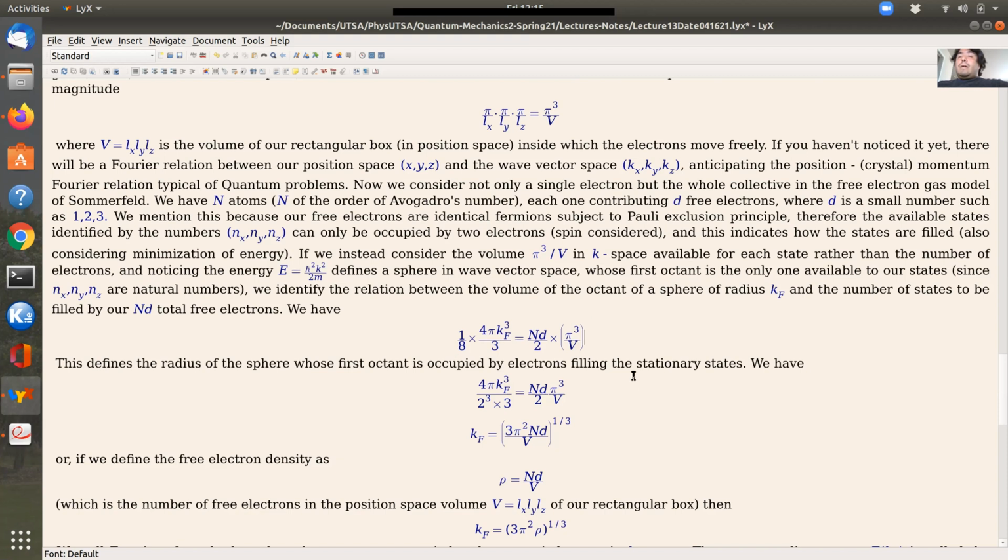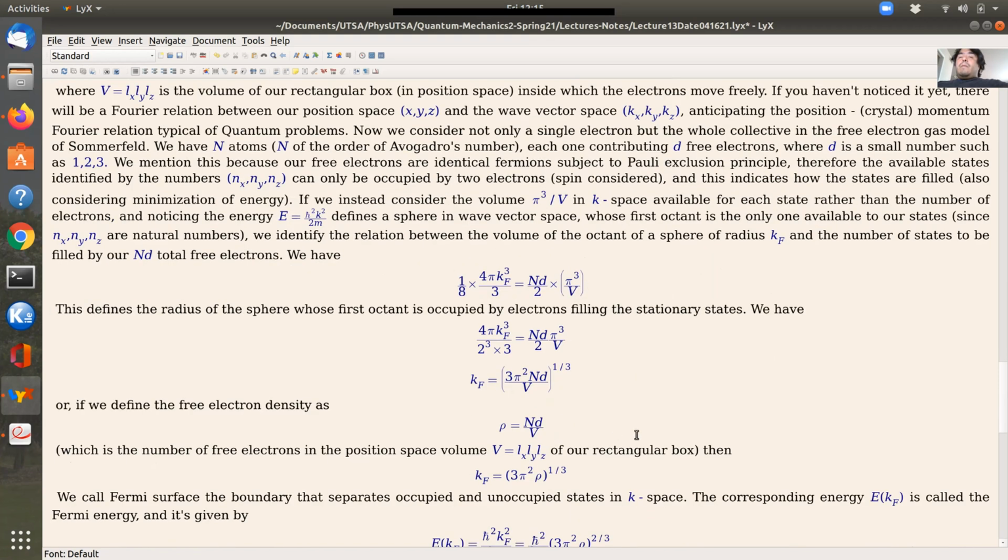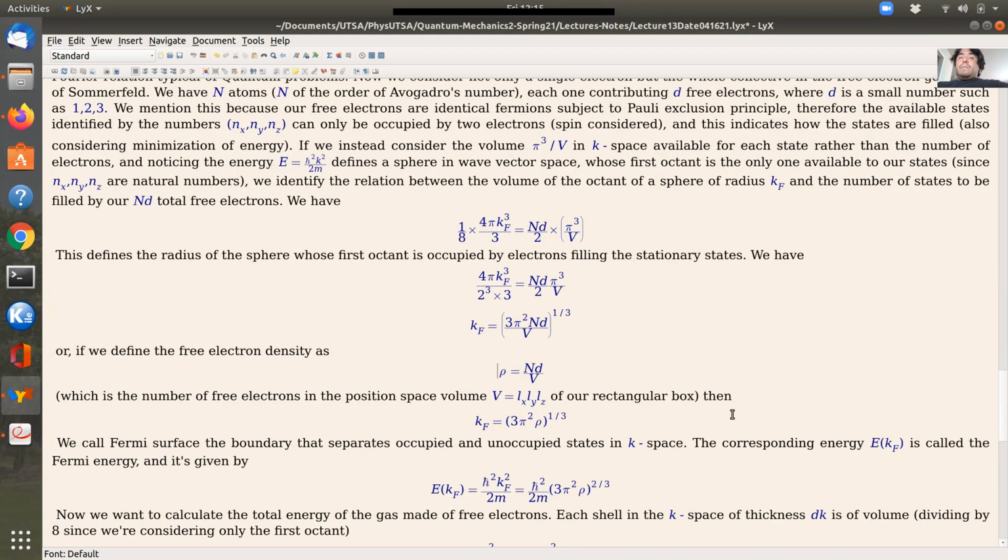Well, let's see, you don't have a factor of 3. Then you have pi and pi cubed, so you'll simplify on that too. And therefore, you can find that kF is equal to the cubic root of the terms that survive, which is 3 pi squared N_D over V. But if you think of N_D over V as actually a density, because N_D is the number of free electrons, that's why it's called the free electron density, and then divided by V, which is the volume.